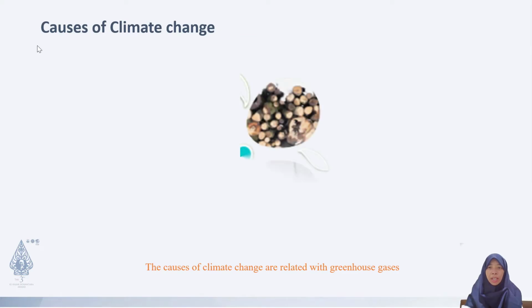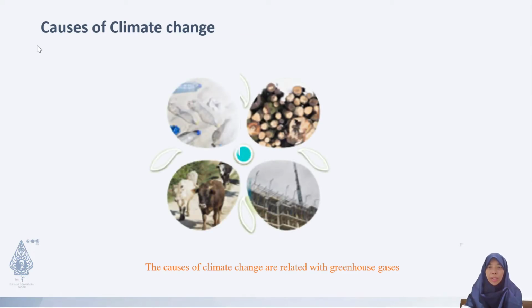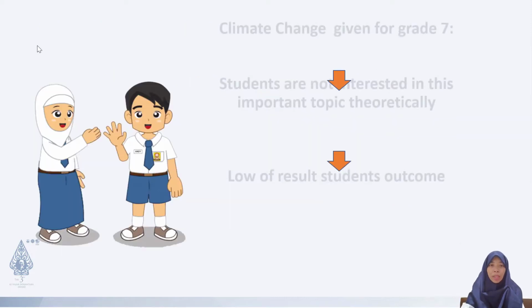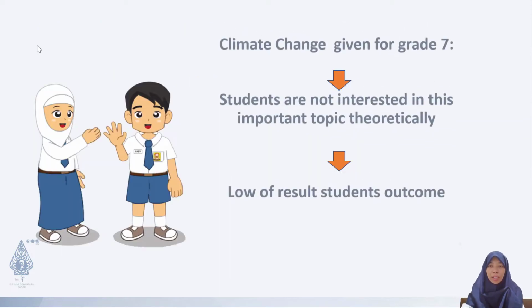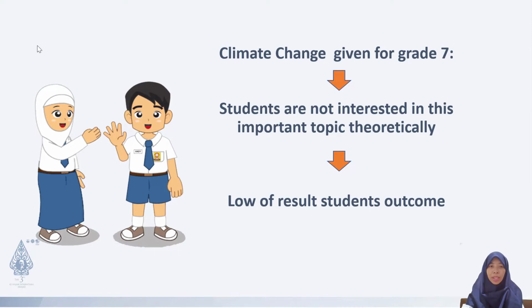Causes of climate change are waste, deforestation, breeding, agricultural problems, and industry. This is related to the greenhouse gases produced. Climate change is one of the materials in junior high school, 7th grade in semester 2. It is a very important material to attract students' attention, but students are not interested in studying this material theoretically. This can be seen from the unsatisfactory scores from year to year. Changes in attitude also do not appear in everyday life after studying this material.